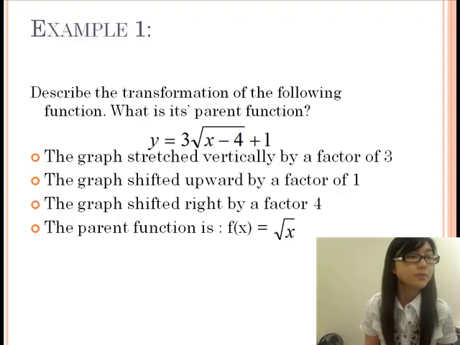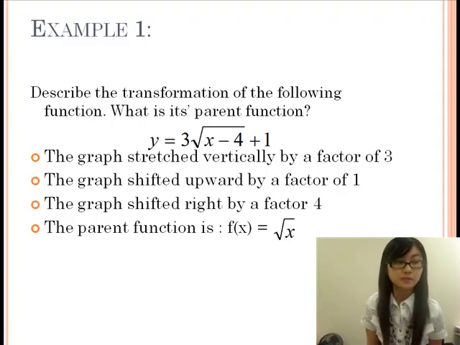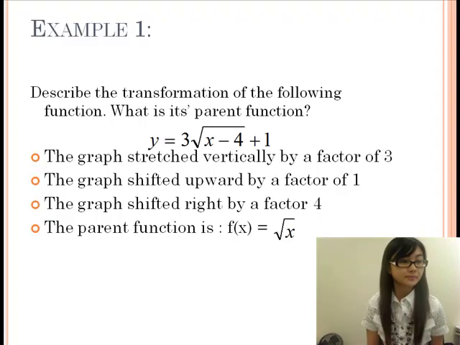So what does the first 3 mean? Well, it's in front of the function, so it means that the graph has been stretched vertically because it's outside. If it's inside, then it'd be horizontally. But since it's outside, it's vertically by a factor of 3. The 1 at the end means that the whole graph has been shifted upwards, so that's a vertical translation by a factor of 1.